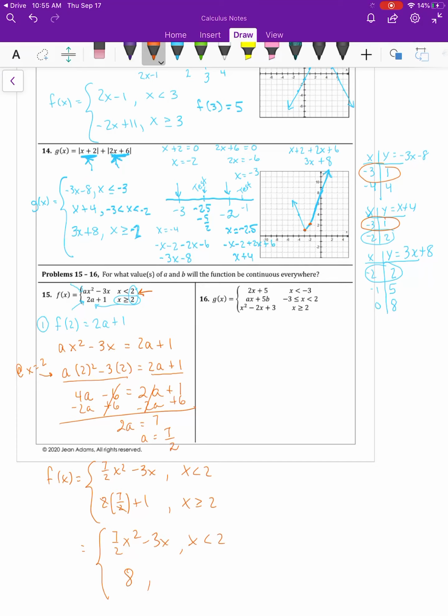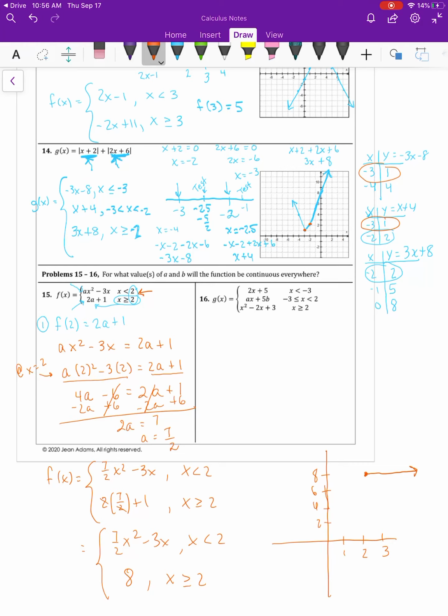That's what we end up getting, 8 there. So it's just y equals 8 for x greater than or equal to 2. So how does that work? Well, here's where it changes, right? So you've got 1, 2, 3. At 2, I know that, let's go by 2's. 2, 4, 6, 8. It's going to go like that for everything greater than or equal to 2.